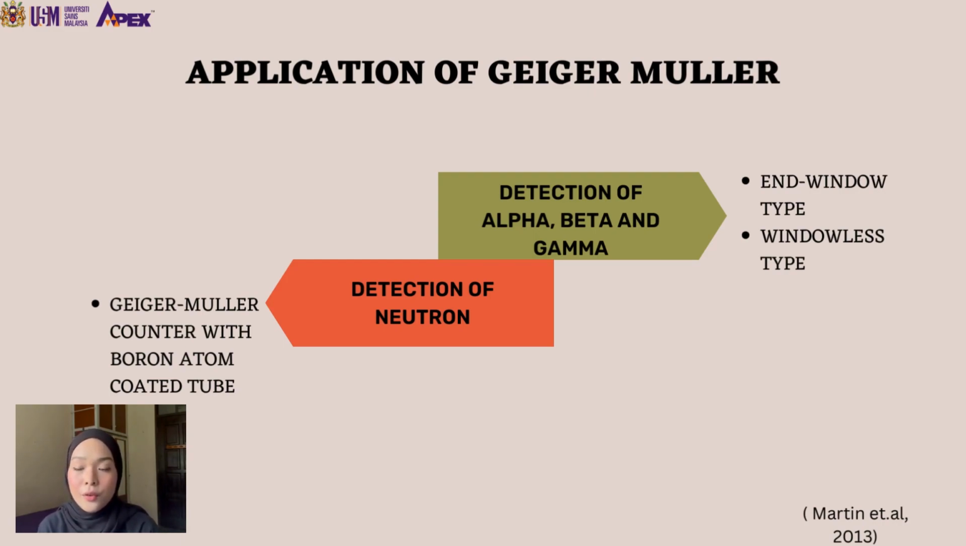Other than that, for detection of neutron, neutrons are neutral particles and subject to strong nuclear forces. Therefore, neutrons are not directly ionizing and usually have to be converted into charged particles before they can be detected. Geiger counter that detects neutron must have the inside of the tube coated with boron.